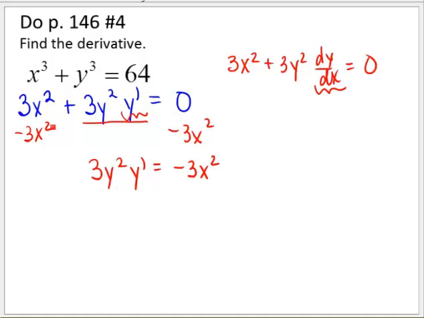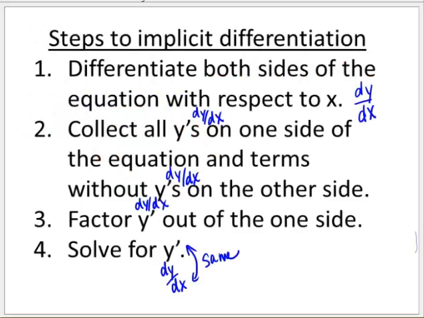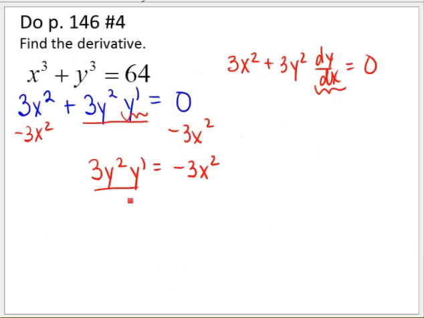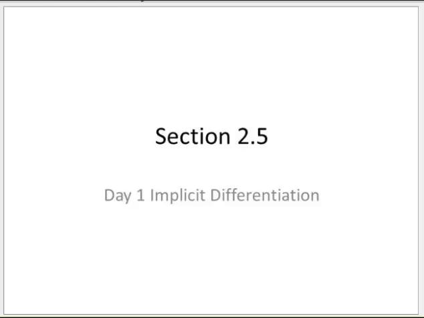I really cannot factor out in step number 3 the y prime because there's really only one term. So I'm just going to solve for y prime. So we're going to divide by 3y squared, divide by 3y squared, and I end up getting y prime is equal to, my 3's cancel, I get a negative x squared over y squared. This will allow me to plug in for any point and find the derivative at that point. Remember, derivative means slope of the tangent line to the curve. I've only done one example with implicit differentiation. Now we're going to do some more.